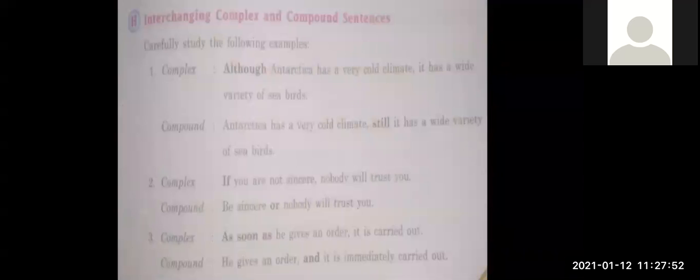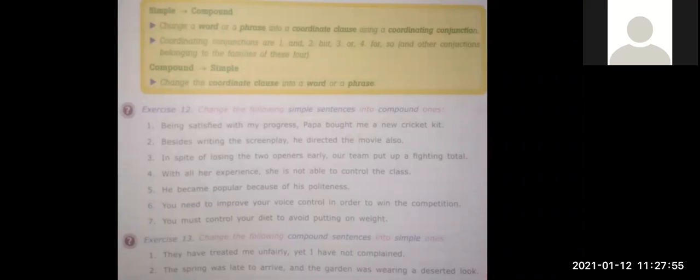What we need to do, change the following simple sentences into compound ones. We have to convert simple sentences into compound. This is what we need to do, right? So let's go to the first sentence. I'll do two sentences for you children. Rest of the sentences you all need to do yourselves. You all need to do your sentences yourselves. So see, being satisfied with my progress, Papa bought me a new cricket kit.